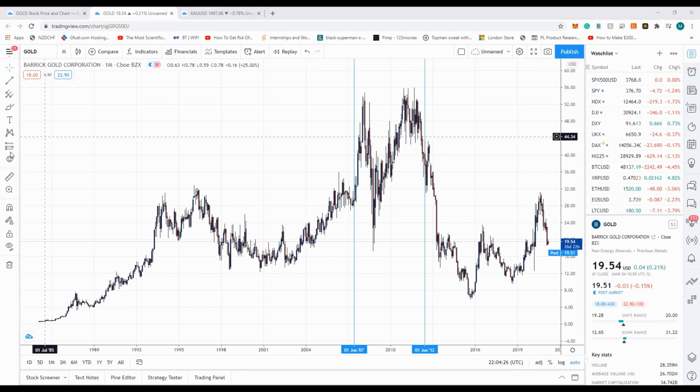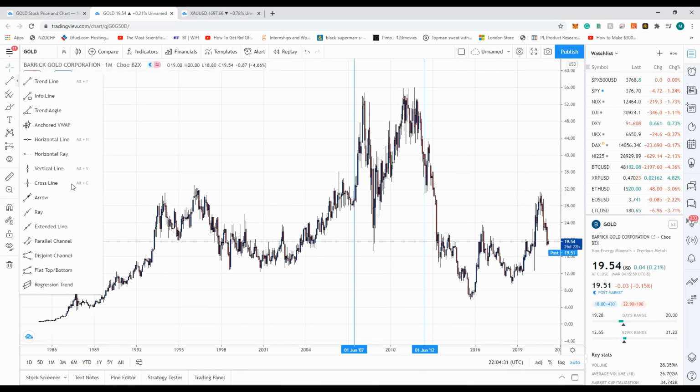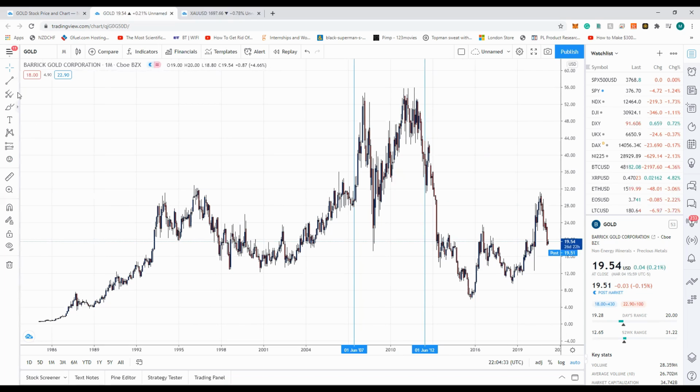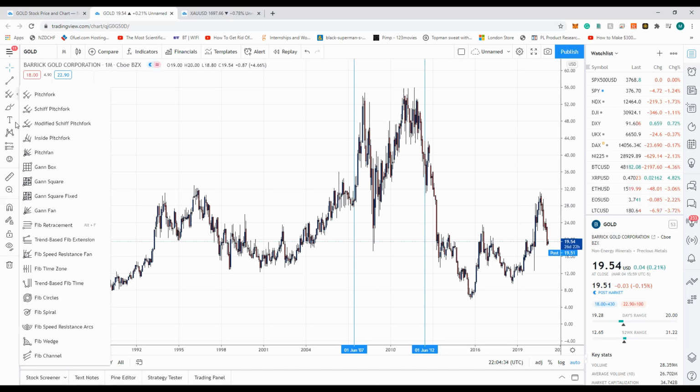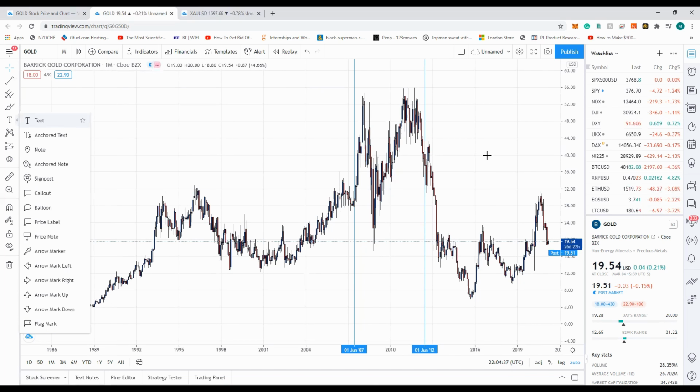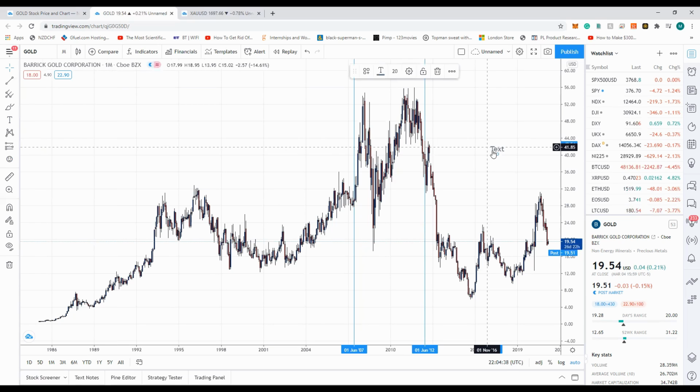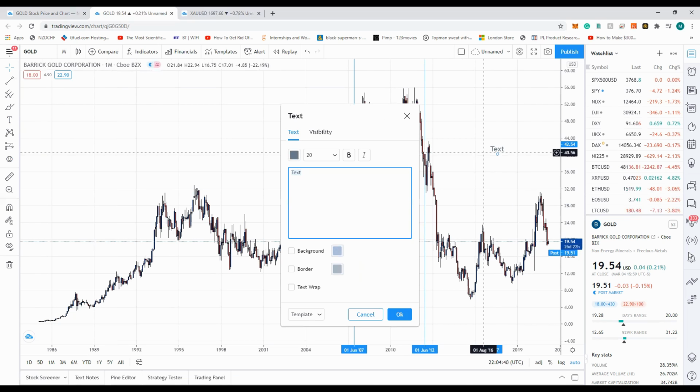Let's put some notes here. So where are the textbooks? Here we go. If I put the textbooks up, from this aspect here, I'm just going to put technicals, technical analysis for gold and silver.